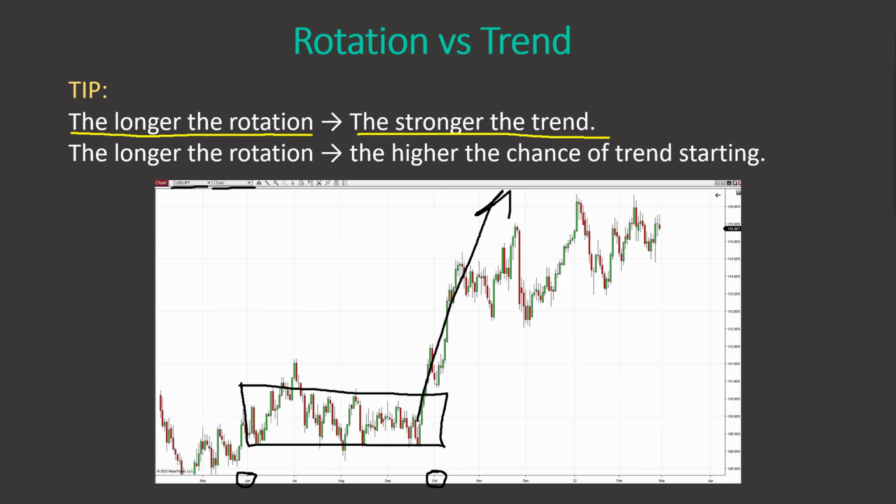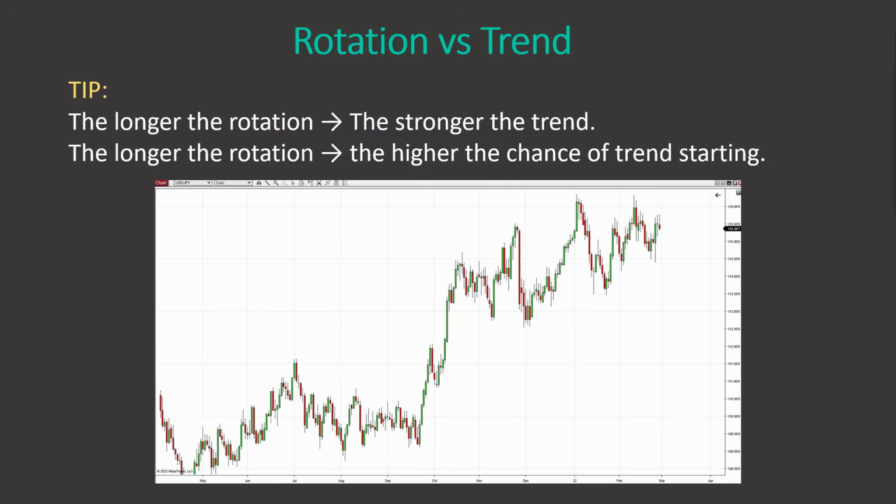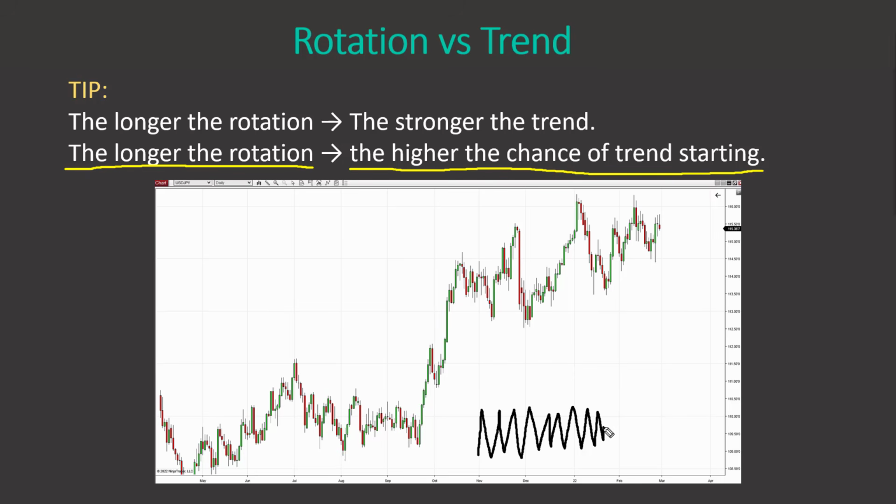Now, another thing, in my experience, the longer the rotation, the higher the chance of a trend starting. This is what it means. Price rotates, right? And the longer the rotation is taking place, the bigger the chance of this happening, right? Of a strong uptrend starting.